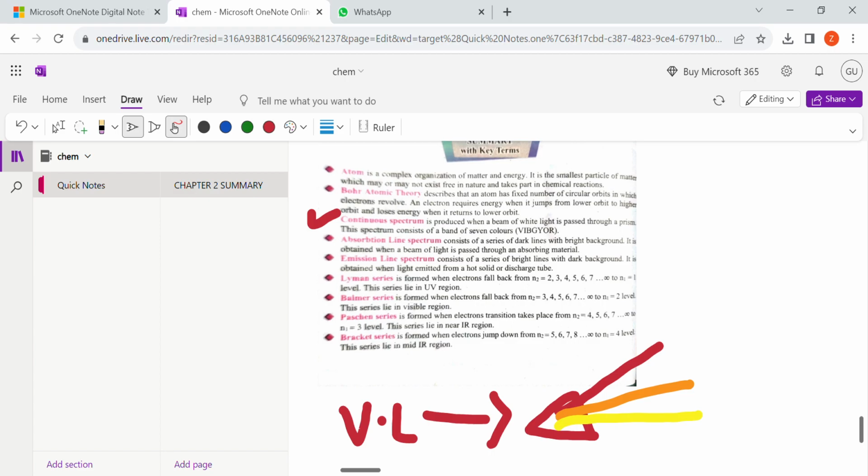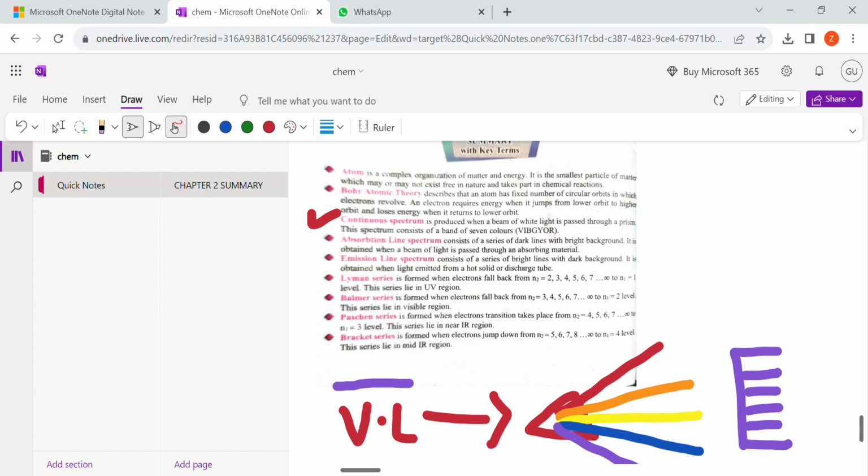And that would be VIBGYOR, violet and so on, that would be in 7 colors. Visible light, a visible ray would be passing through a prism and come out like a band, like this. So this is known as the continuous spectrum, which we get from the Sun. Okay. An example of a continuous spectrum is the Sun.